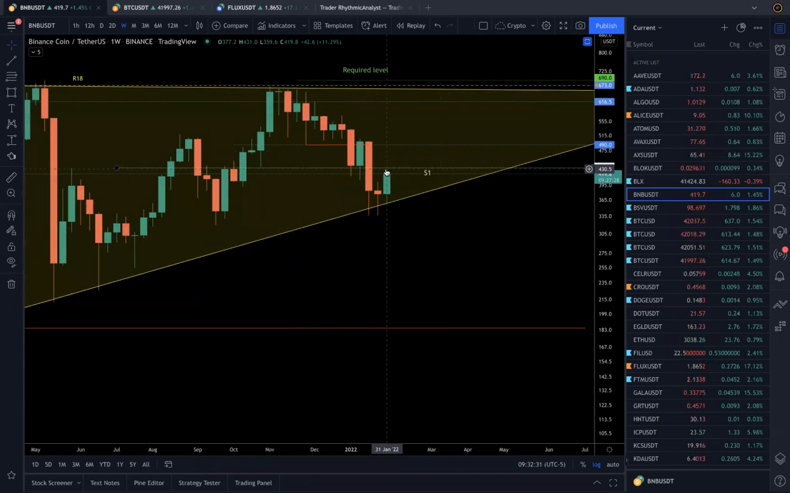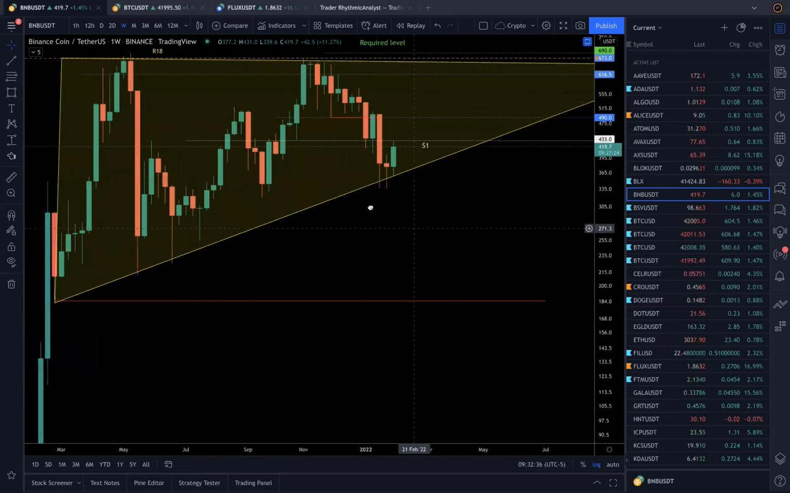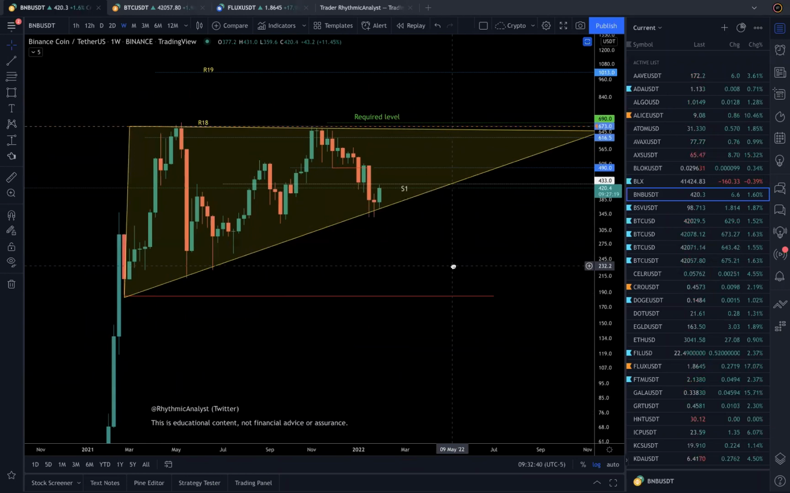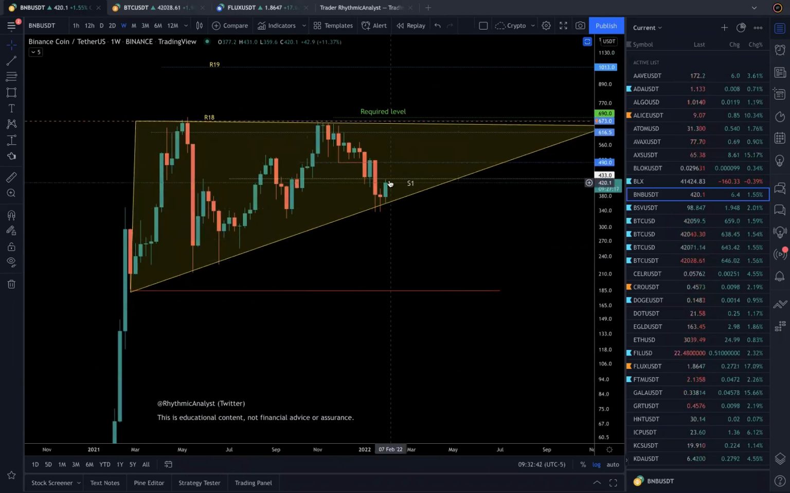Here BNB reacted near S1 as expected. This is an ascending triangle from a technical TA point of view, so there is still some gap left in my opinion. When you have this kind of formation, there may be 2-3 months of time being spent filling this gap.